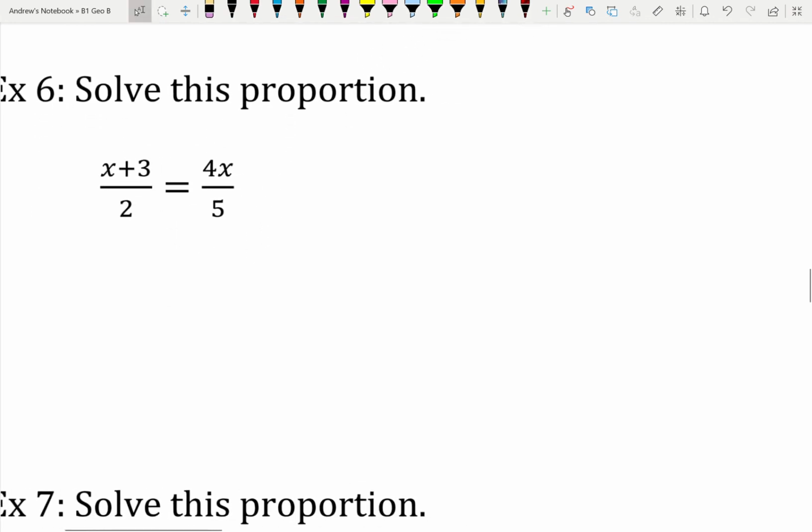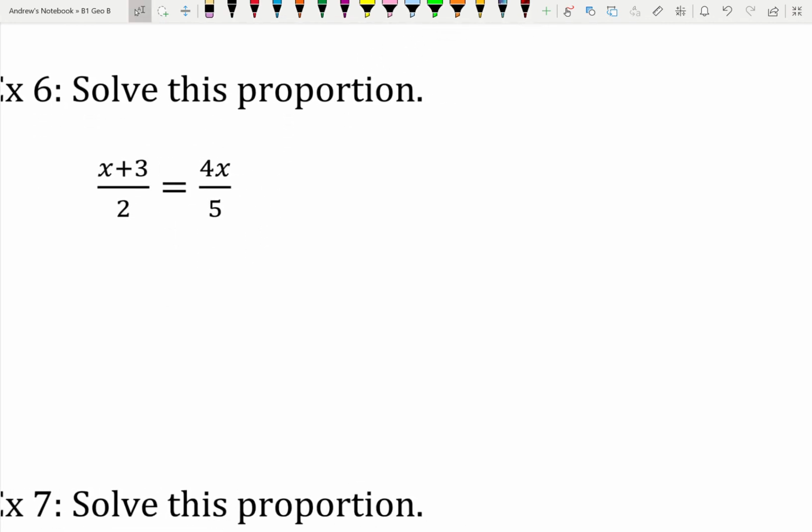Gross. This one already looks worse. Mr. Pog, why do you do this to us? This is awful. All right.